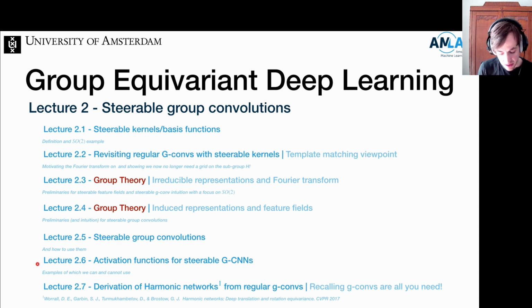In particular, in lecture 2.6, I will talk a bit more about the types of activation functions that you can use for these CNNs, and about general design of these neural networks, covered in 5 and 6 together. Finally, I want to recall that these steerable group convolutions are really just linear operators that are equivariant, and hence they are a class of group convolutions. That's what we learned in the last video: every linear equivariant operator is a group convolution. When reading steerable convolution papers, it's not apparent at first sight that they are group convolutions, so I'm going to make this very explicit by picking an example. We're going to derive Harmonic Networks, a classic paper and one of the first steerable neural network papers out there, and show that they indeed correspond to regular group convolutions.